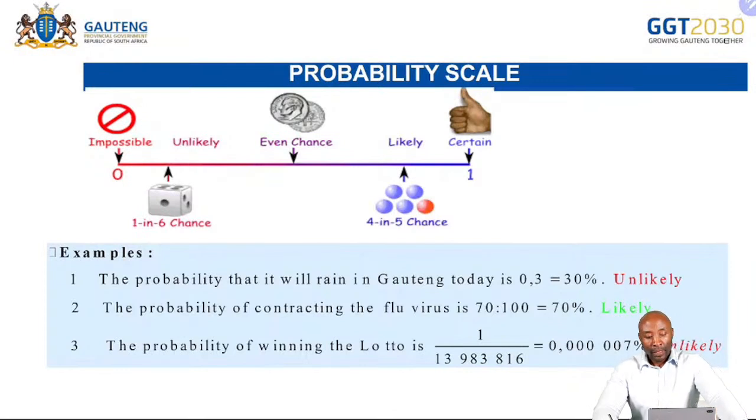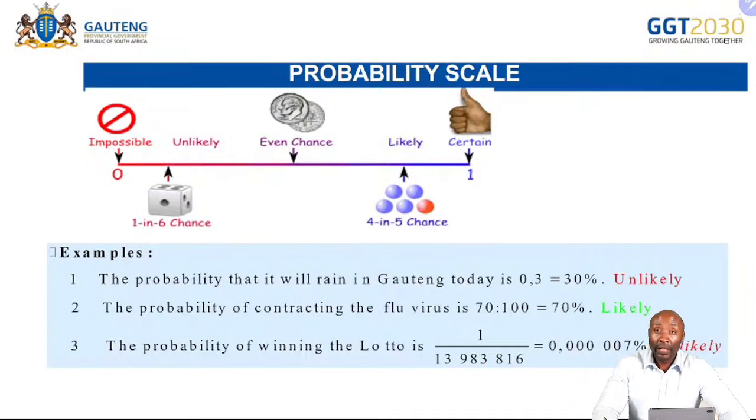For example, if I say, what is the chance that it will rain in Gauteng today? We cannot approximate to 0, but we estimate to unlikely. Looking at the day, it's sunny today, and we know that it rarely rains during this time in Gauteng, but we cannot rule out the possibility that it can actually rain. Hence, we approximate to unlikely or likely, depending on the chances of that event occurring.